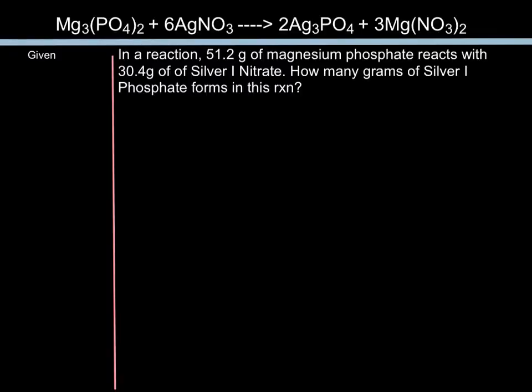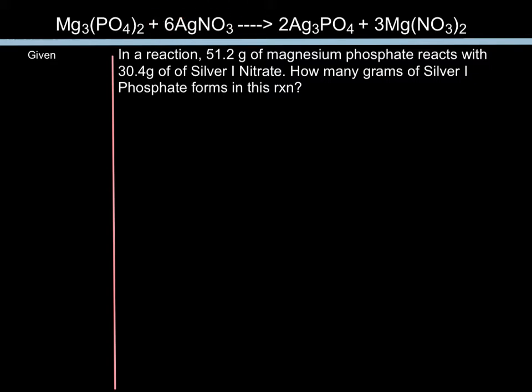Alright, now the question reads, in a reaction, 51.2 grams of magnesium phosphate reacts with 30.4 grams of silver nitrate. How many grams of silver 1-phosphate forms in this reaction? Okay, well, there's our information, right? Pretty much everything we need to know is here. 51.2 grams of magnesium phosphate, that's this guy right here, reacts with 30.4 grams of silver nitrate, which is that guy right there.